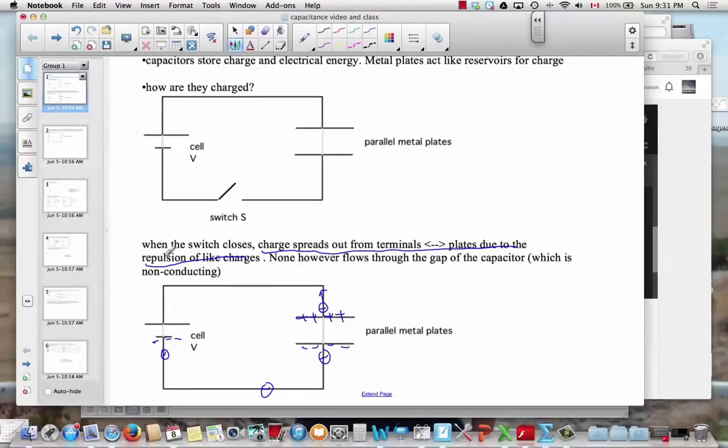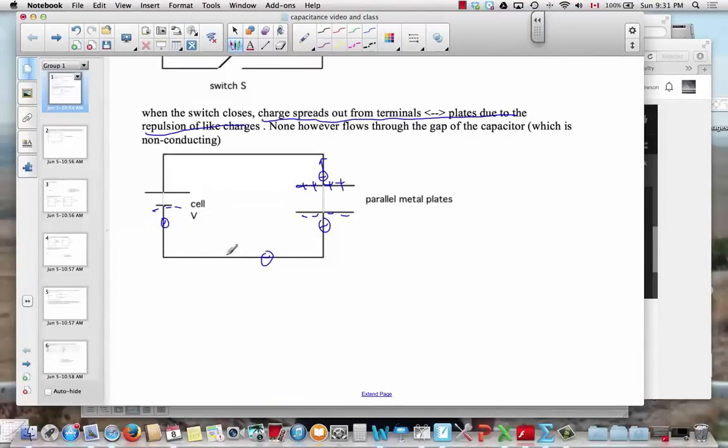Now, eventually, of course, that charge flow will stop, because as the minuses build up here, they'll start to develop some repulsion due to all these minuses. So these minuses will stop the minuses in the wire from flowing. So there's a push from the cell, but you'll build up a push here from this plate that will eventually stop all flow. So the key thing is that charge flows from the terminal of the cell to these large plates which act like reservoirs, but then none flows through the gap.